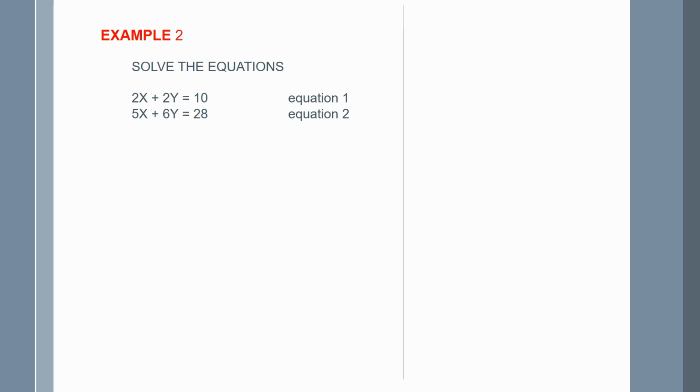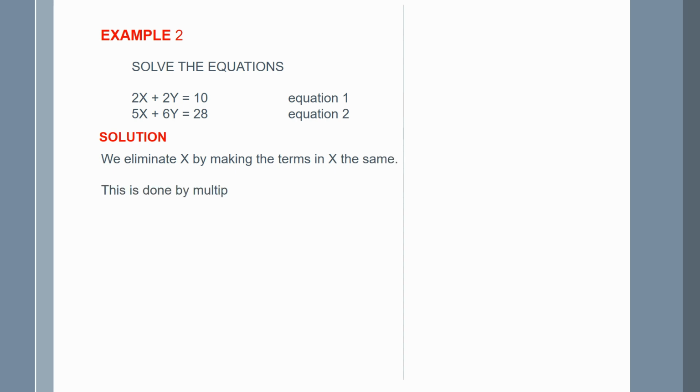So, to do this, we will have to find a way to make the terms in x the same, or the terms in y the same. All depends on what you want to eliminate. In this case, I'll be interested in eliminating x. We're going to do that by making the terms in x to be the same. How do we do that?